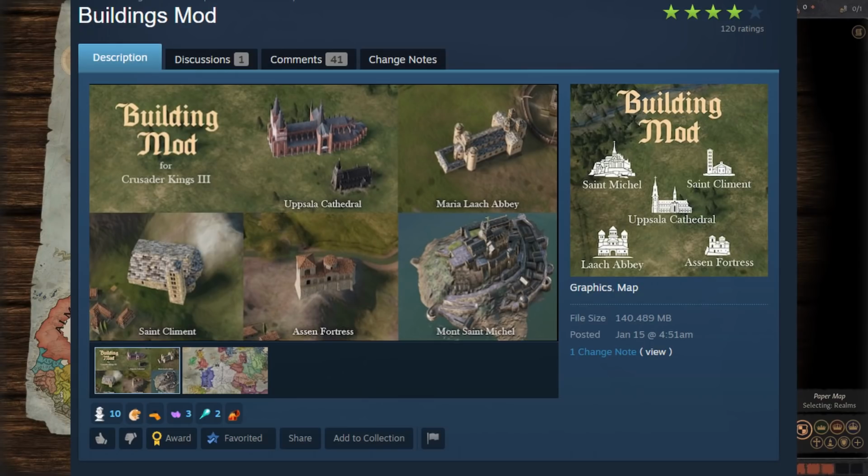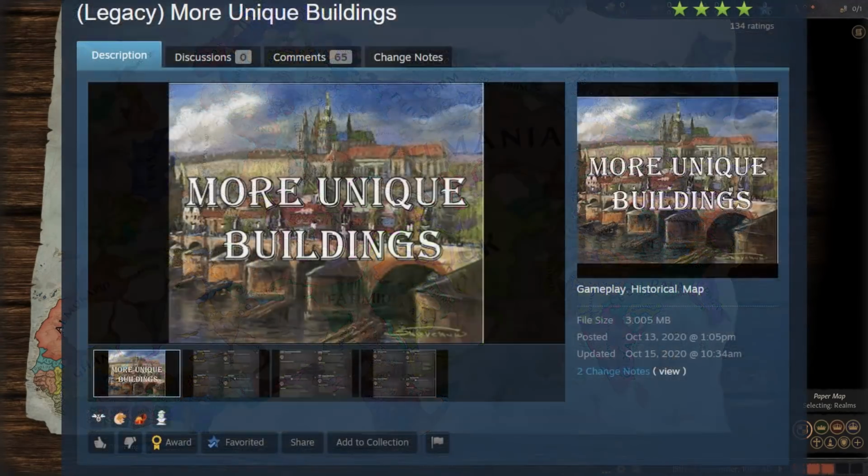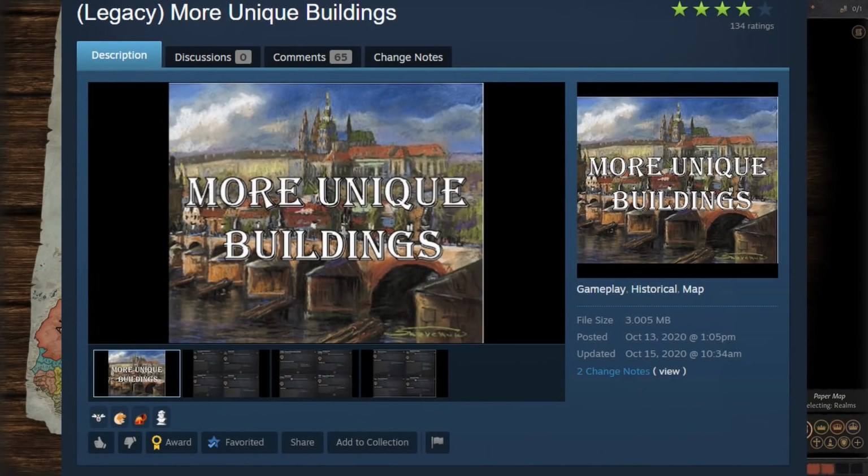Now, they're probably going to be adding more and more buildings over time, including the Basilica of Assumption, Saint Jacques de Compostelle, and a few other ones as well. So that is the Buildings mod. The next one is we've got the Legacy More Unique Buildings mod. Now this one gives 140 plus wonders from all around the world.